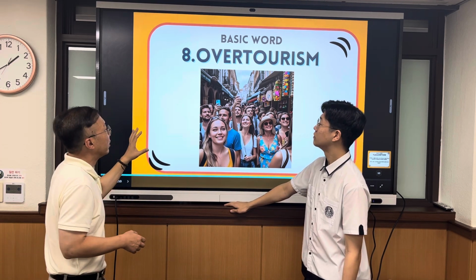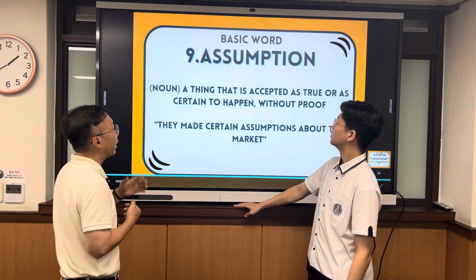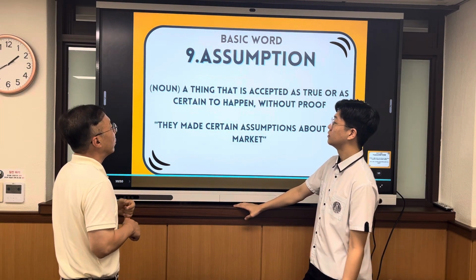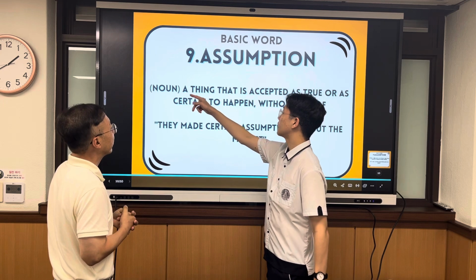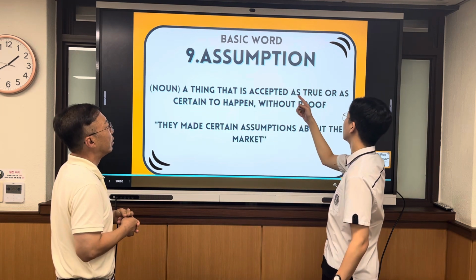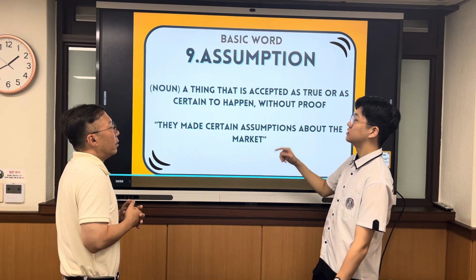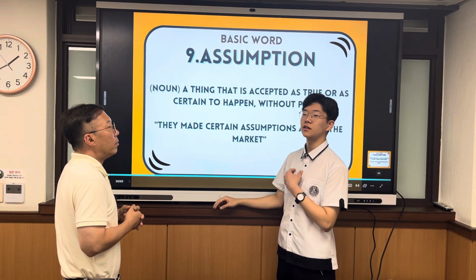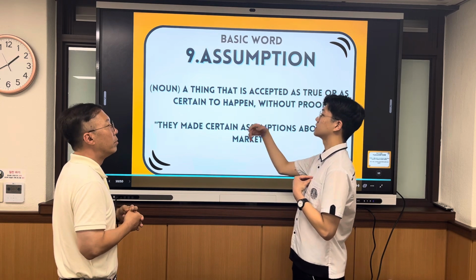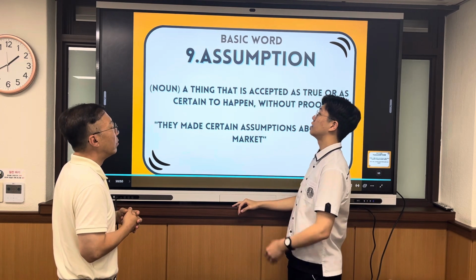And next is the assumption. Let's read the meaning and try to relate it with over tourism. A thing that is accepted as true or as certain to happen without proof. So it's something like a guess, or I assume that's going to happen, and I want it to be true, or something like that.